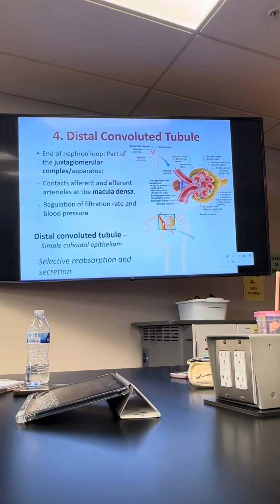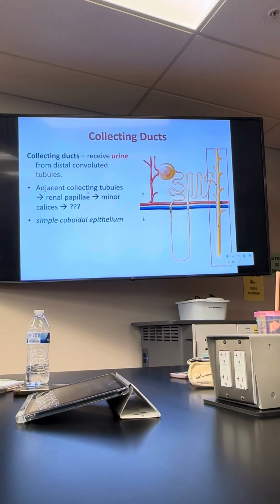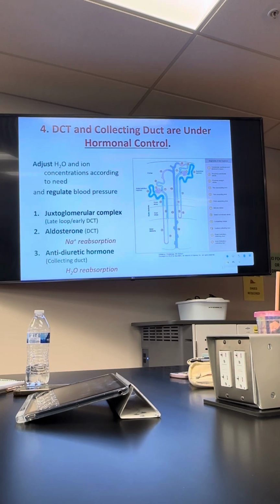Okay, so that's the distal convoluted tubule. The last part over here is the collecting ducts. The collecting ducts finally receive urine from the distal convoluted tubule. Can you fill in the blanks for me, that little question mark? Say it with your team, practice it. The collecting tubules lead to the renal papilla, which leads to the minor calyces, and then to the major calyces. Then to the renal pelvis, and then to the ureter.